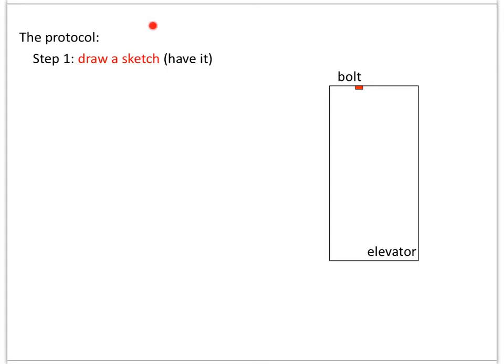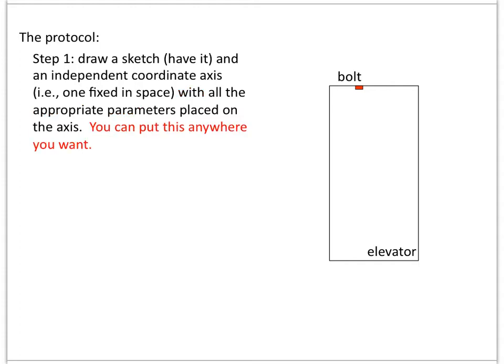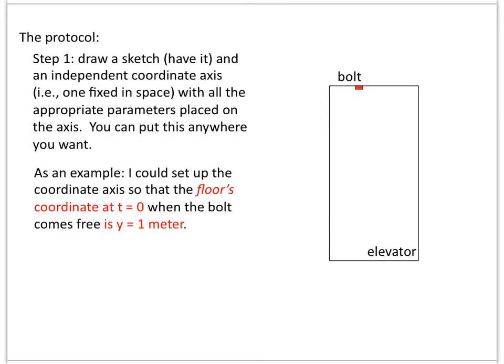You begin with a sketch, which we have. You want to put on the sketch an independent coordinate axis. And you want to include on that axis the appropriate parameters, velocities, positions, etc. Now, you can put this coordinate axis anywhere you want. So as an example, you may decide that at t equal to 0, you'd like the floor to be at y equal to 1.